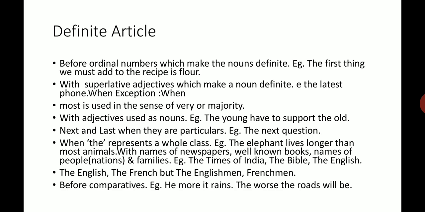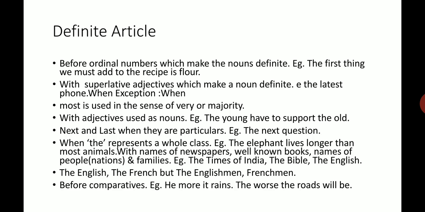Next, when next and last are particulars, or when they normally particularize. And the next question is the last one in the list. Now, the is omitted when next and last refer to the period immediately before or after the present. For example, if we say Jane got married last week and Jim is getting married next week, in this case we will not use the, because it is referring to a particular period before or after the present period. But normally next and last are taken as something particular and they particularize.